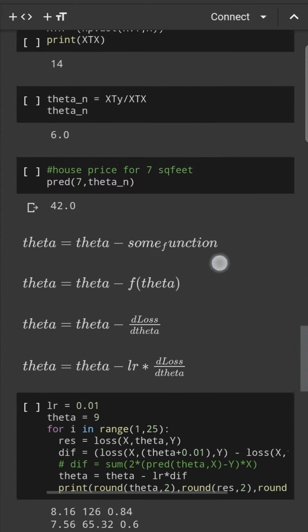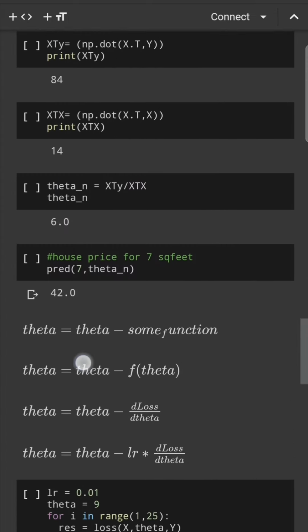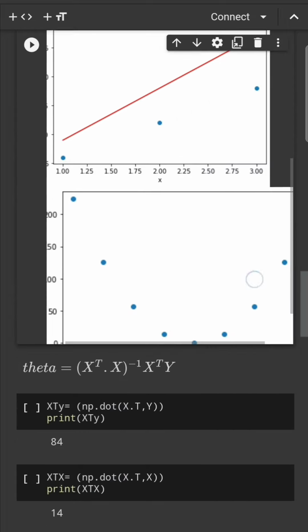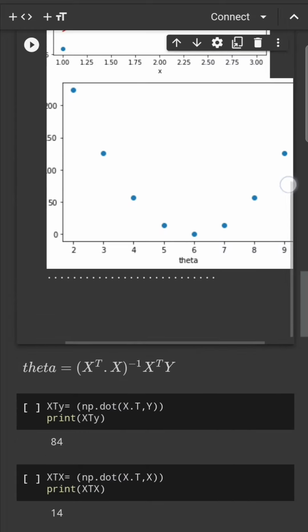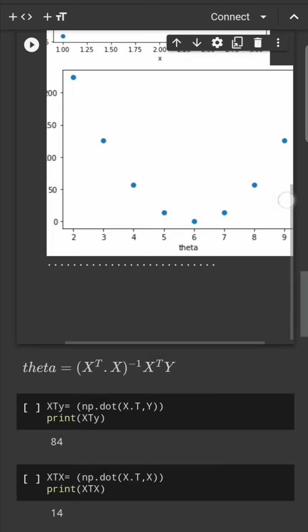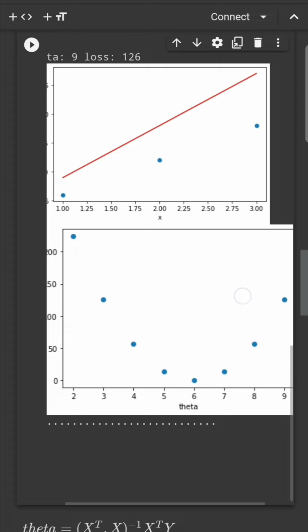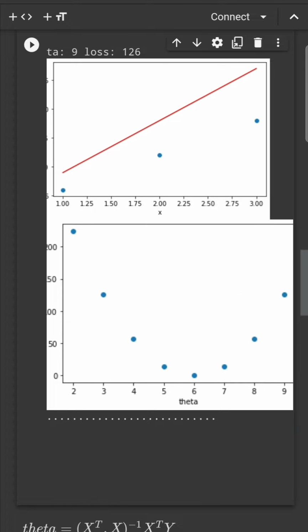So our formula could be formulated like this in a loop. If I have this formula, theta is equal to theta minus some function. That function will tell whether I have to add it or subtract it, right? If I am on this side of theta, like on the 9 side, then I probably have to subtract it. So over there there will be a positive function and a positive number in this function, and if I am on this side of 2, then I have to add something.